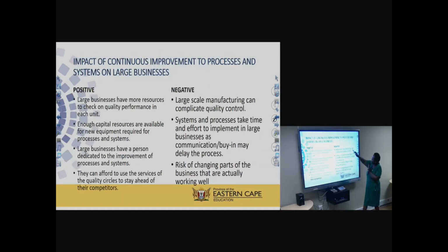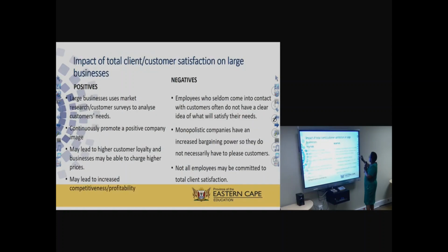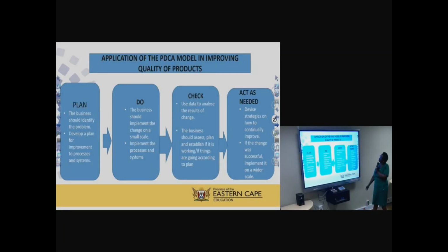Going back to this continuous improvement to processes and systems. I want us to jump. I said you must do it with the PDCA model. We have a model that we use, we call it the PDCA model. It is used for improving quality of products. So when you want to improve your processes, you use the following steps. There is a diagram that will make it easier for you to understand.